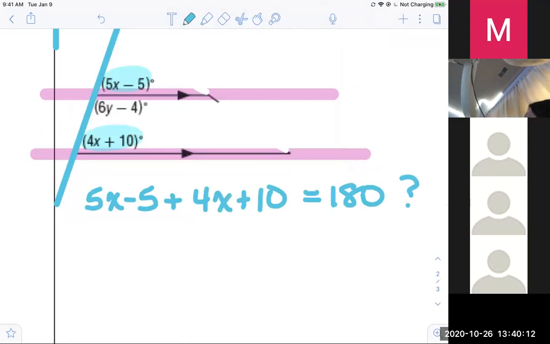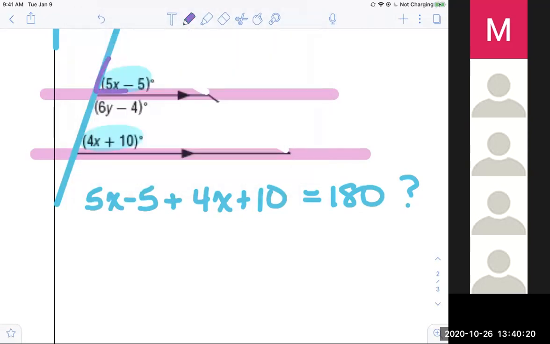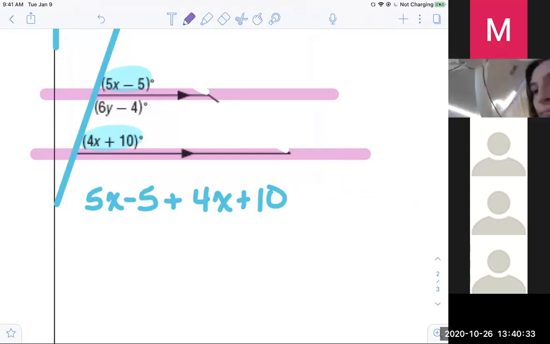Are they congruent or supplementary? So if you look at these two angles, do they look congruent? Yeah, they're congruent. They're not supplementary. So we should have what for our equation? Oh, that they equal each other? Well, right. So 5x minus 5 equals 4x plus 10.